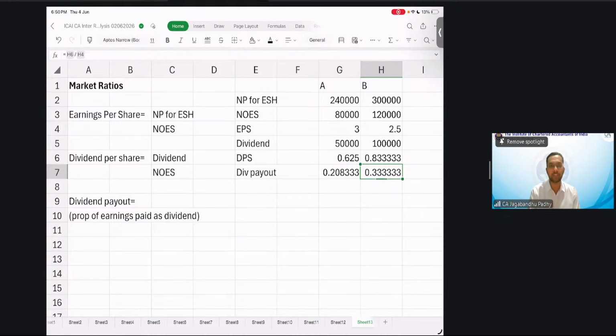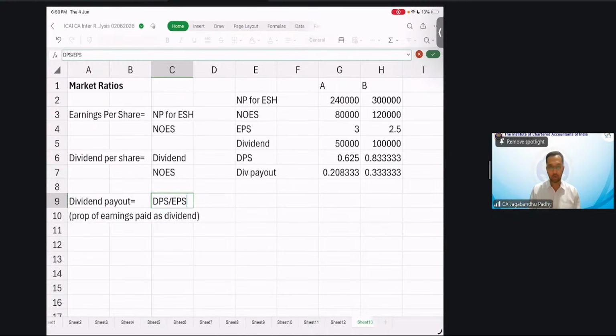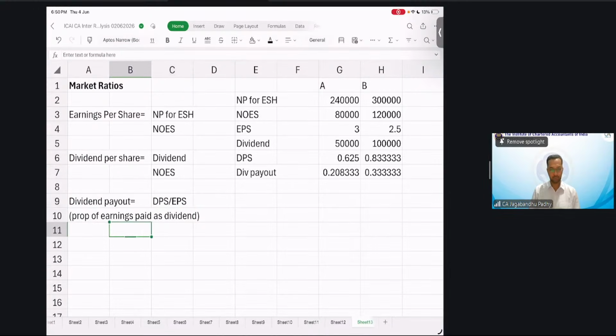So if I ask you which company has paid a larger proportion of its profits as dividend? Company B, right? It's going to be company B. So dividend payout is going to be 0.3333. That's your dividend payout. So the dividend payout ratio formula is DPS upon EPS.